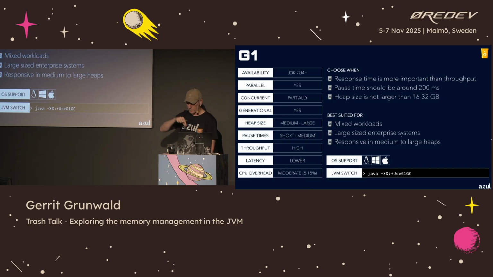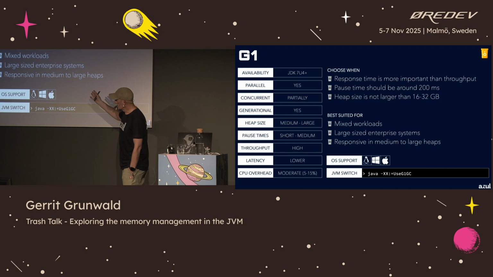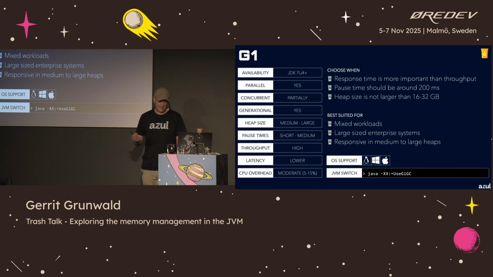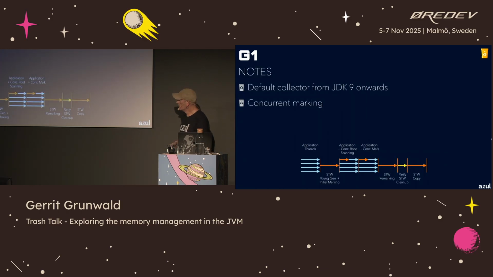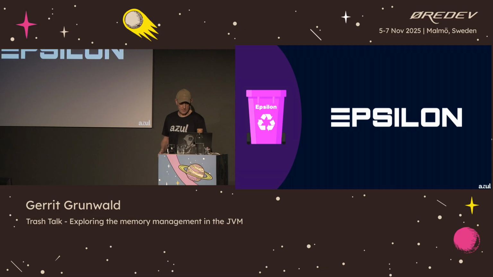It doesn't mean it doesn't work with 1 gigabyte, right? But it performs best with 16 gigs. It's more or less good for all use cases, except very large heaps. It won't work with very, very large heaps. So, a good one. Again, partially concurrent. It's the default collector since JDK 9 and can do concurrent marking. Because we didn't look into marking, we will just skip to Epsilon.